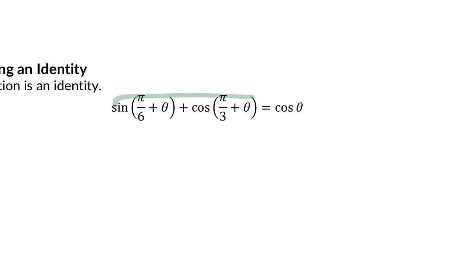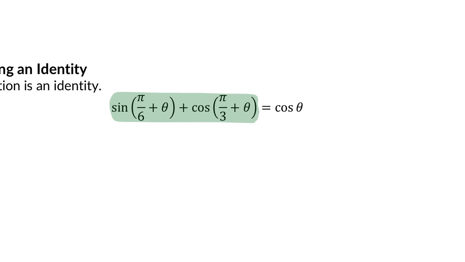This is the most complicated side. Do you agree? What's happening on this side? A lot of things. Give me one of those a lot of things. The sine of something, so a sum of sines. If I'm adding two things inside of a sine function, that's the sum of sines. I'm going to use the sum identity.